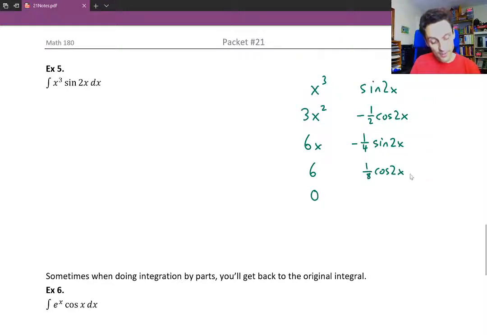And then what about the integral of 1/8 cosine 2x? If you said 1/16 sine 2x, that would be correct. So we have all of our u derivatives, all of the dv integrals going down until our last row here. We stop it when we get to that 0 row.